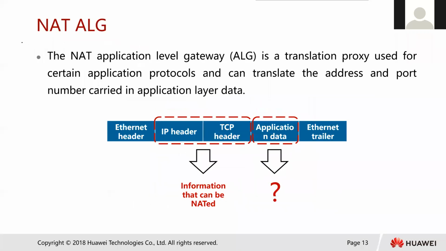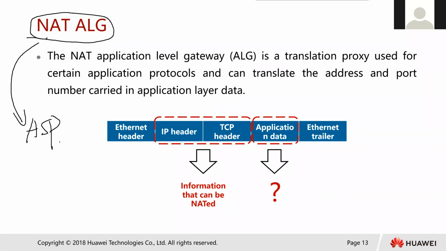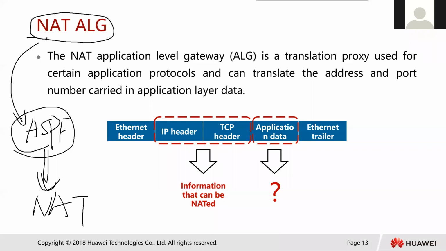And the next is NAT ALG. NAT ALG is associated with ASPF. ASPF is very similar to it, but it has some small differences. You can understand it like this: the ASPF in NAT, we call it NAT ALG.